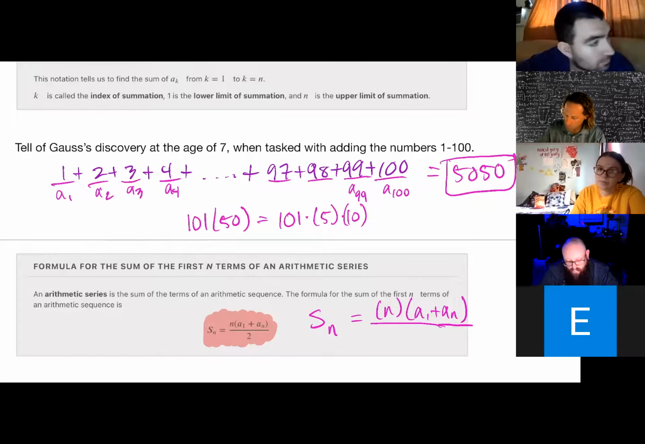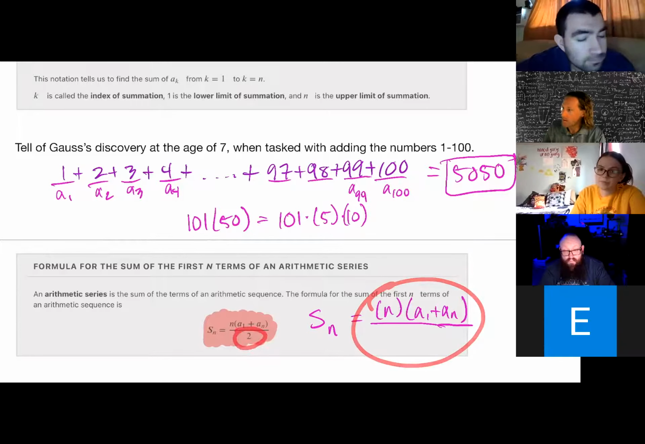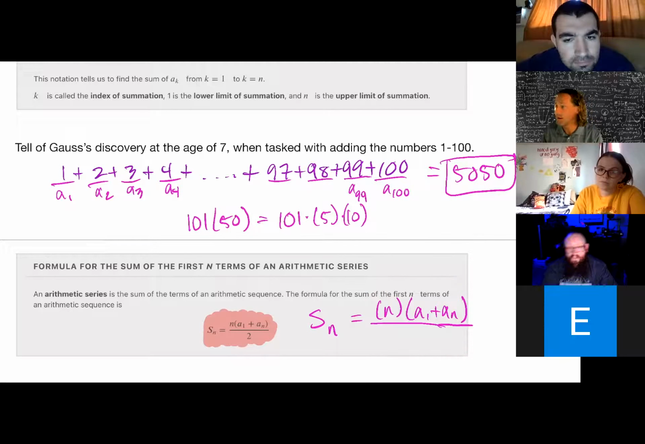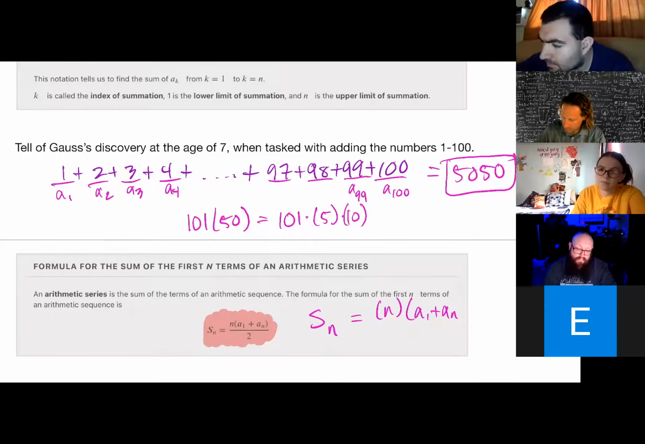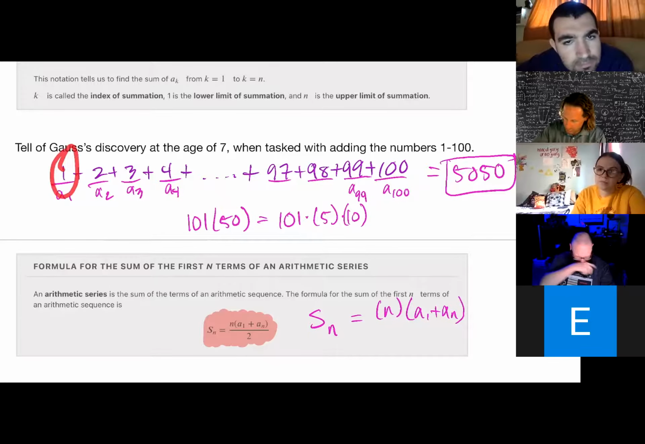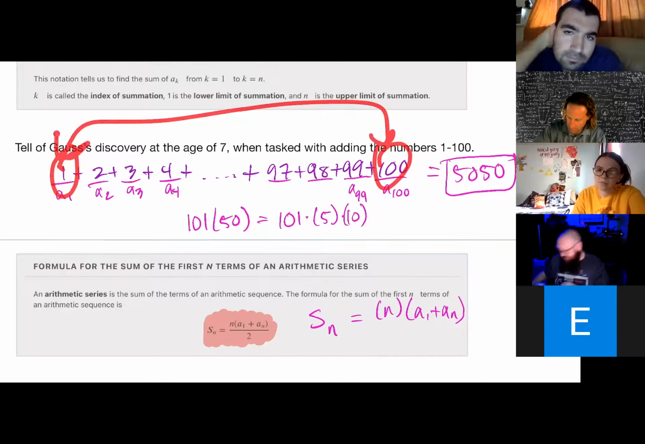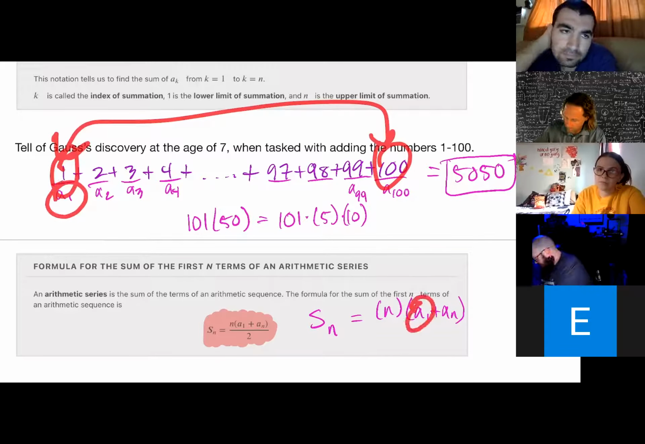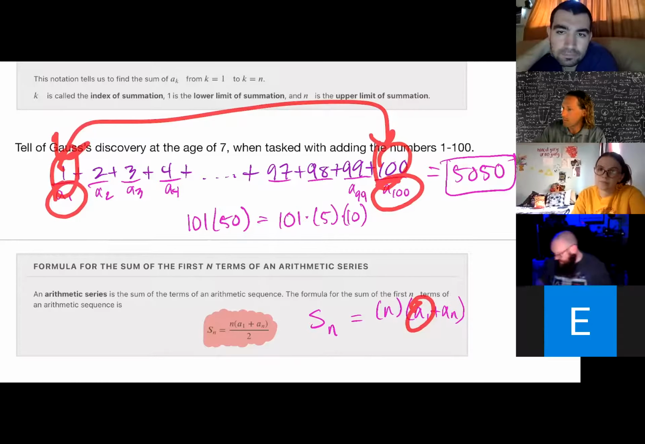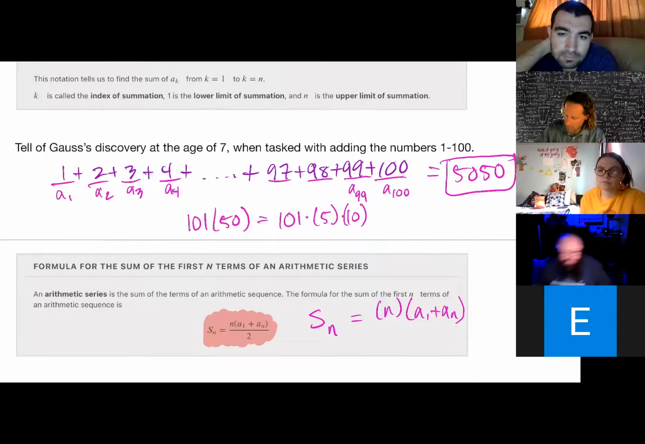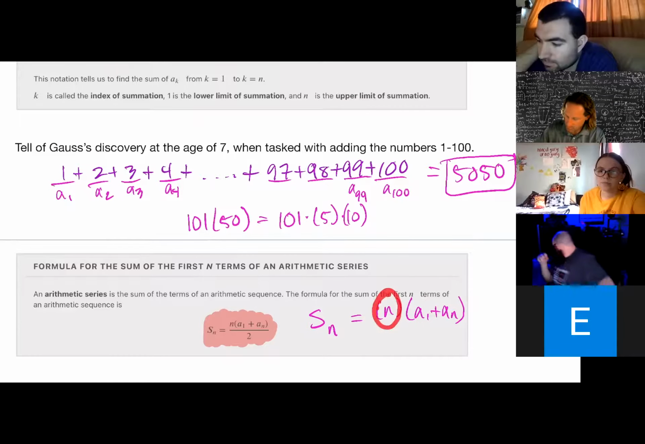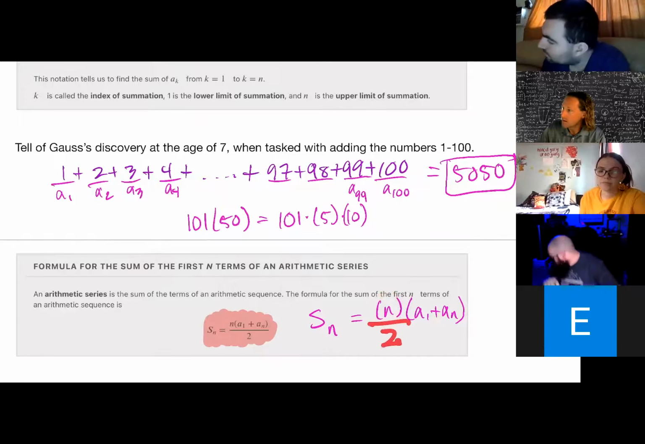Now notice the whole thing is divided by 2. I'm going to tell you right now, that's where most people make mistakes on this. Because what Gauss did was he took the first and the last and he added those together. The A1 and the A sub n, the 100th term, right? He added those together. Then he took the number of things and he divided that by 2. And then he multiplied them together.